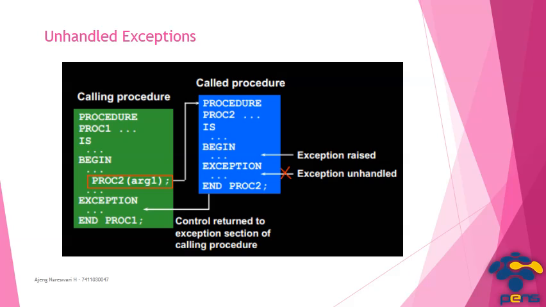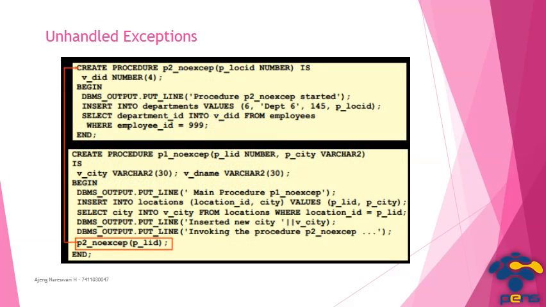And then you can see from the picture an unhandled exception. That is similar to the last diagram, but the difference is that the exception is unhandled, and at the end of proc2 control returns to the exception section of the calling procedure. And you can see from the picture this is an example of an unhandled exception. This is the syntax of the unhandled exception.